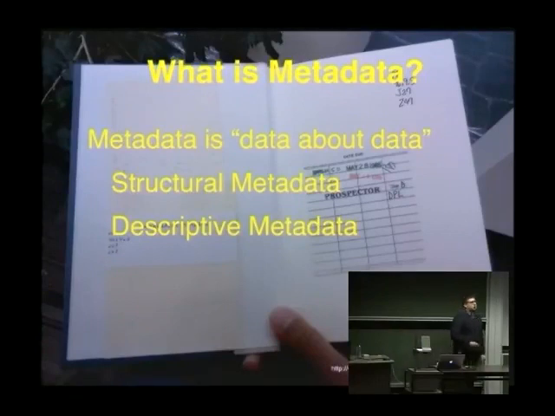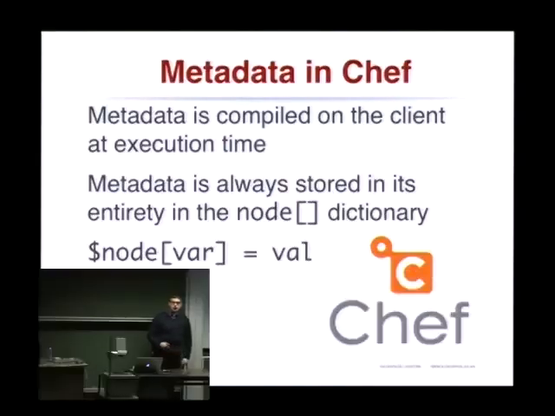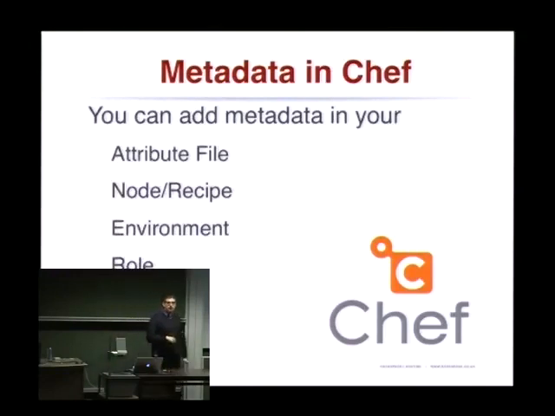So how does metadata work in Chef? Metadata in Chef is compiled at execution time, and this is a very small detail, but it's something that will bug you very hard if you don't have it in mind. Metadata is always compiled at the end of the execution time, and it's always stored in a JSON dictionary. So anytime that you use Chef and you do a knife edit node, you're actually editing the JSON dictionary that belongs to that server.